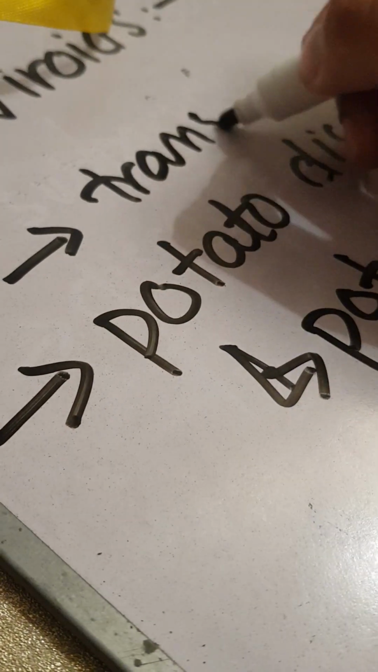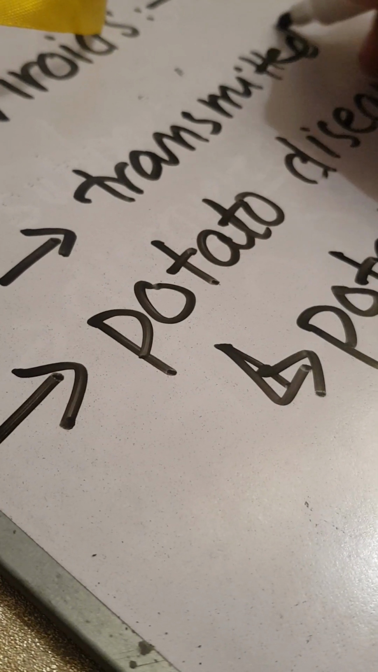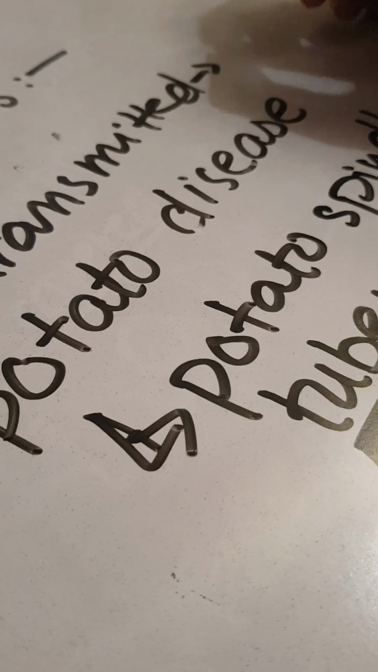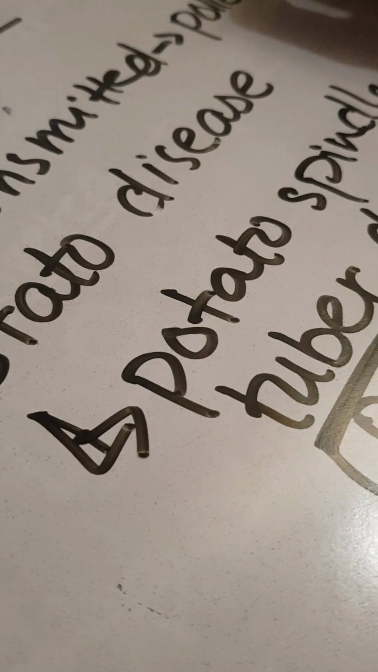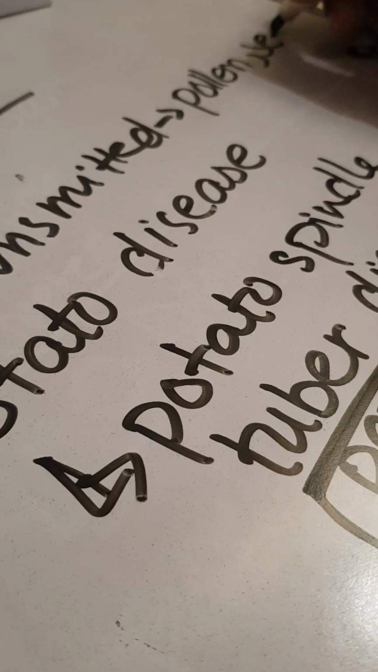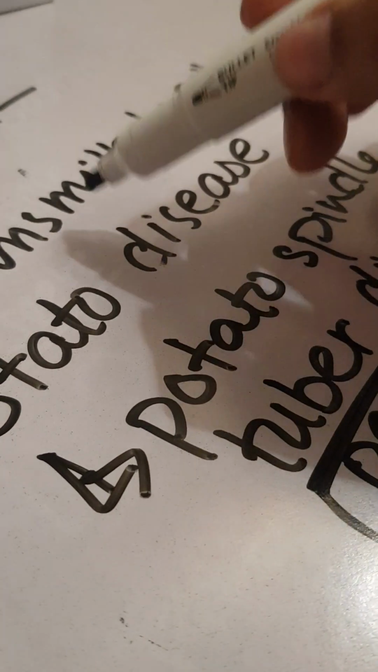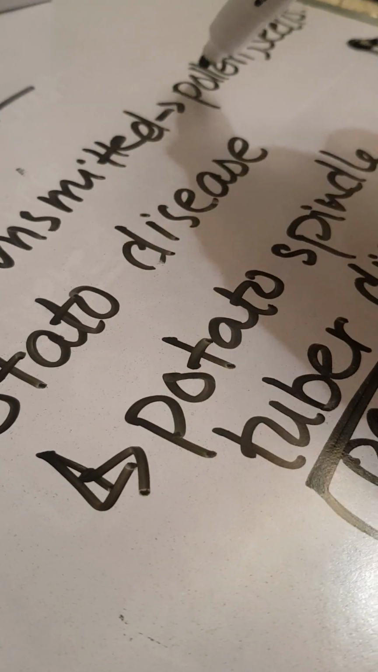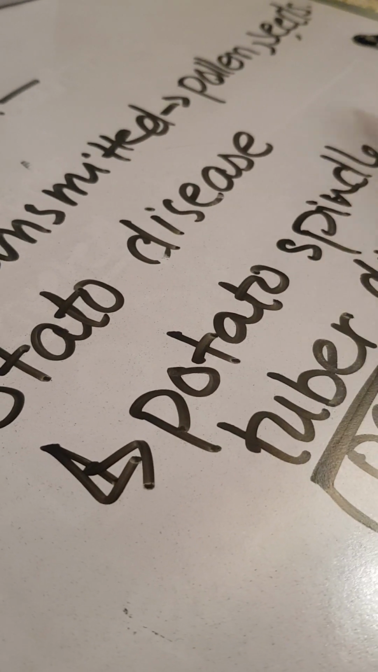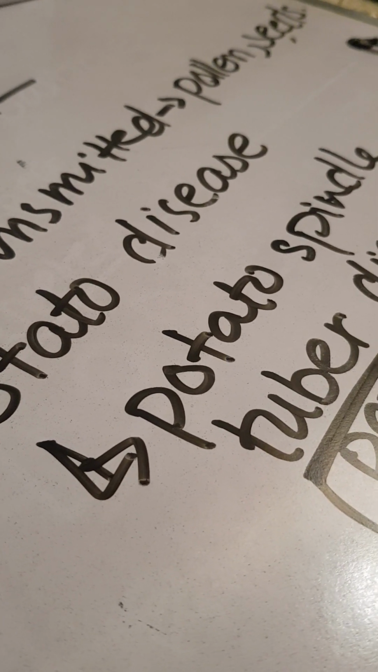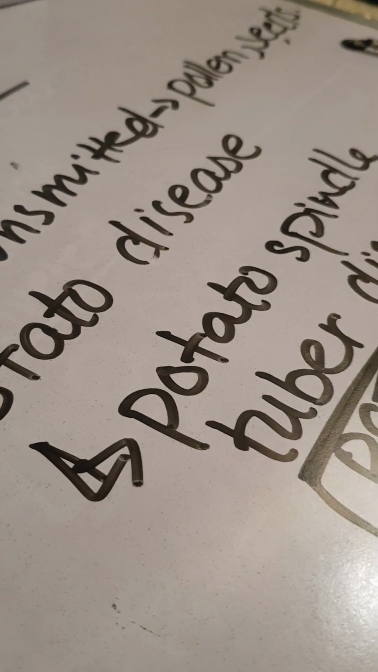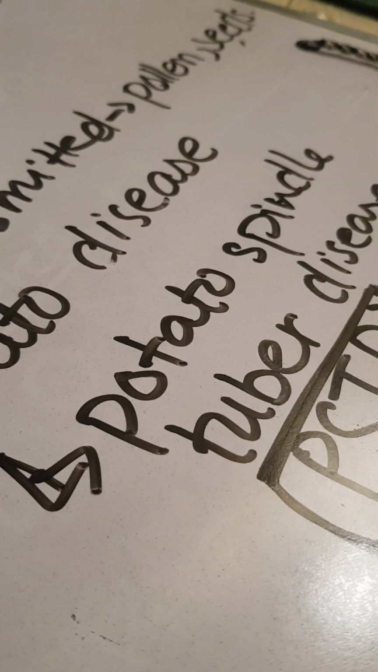How are they transmitted? They are transmitted through pollen and seeds. Pollen are the pollen grains, and seeds of the plant. They only attack plants, and they only contain single-stranded RNA as their genetic material. They do not contain a protein coat, known as a capsid.